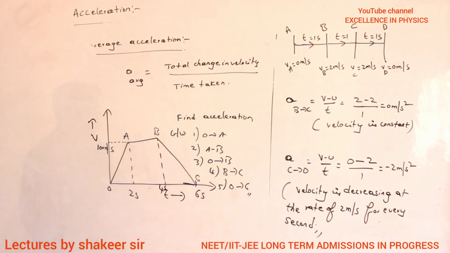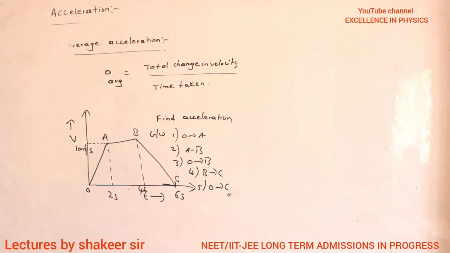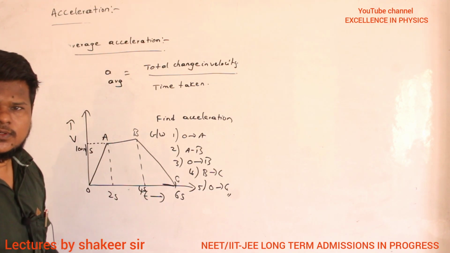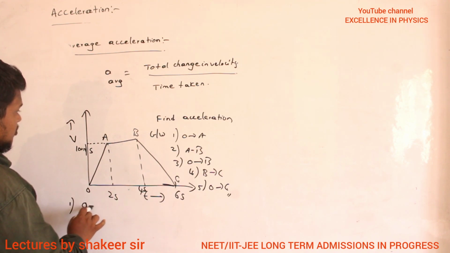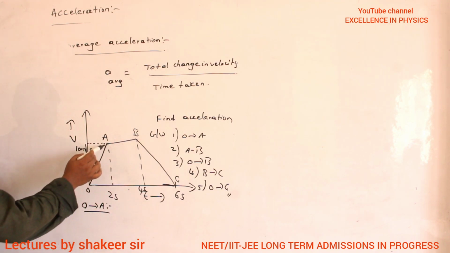So in these different intervals, you are supposed to find out acceleration. Come on, try. So let us see this question. This is the given question. So first of all, I will calculate acceleration between O to A. O to A means from here to here.